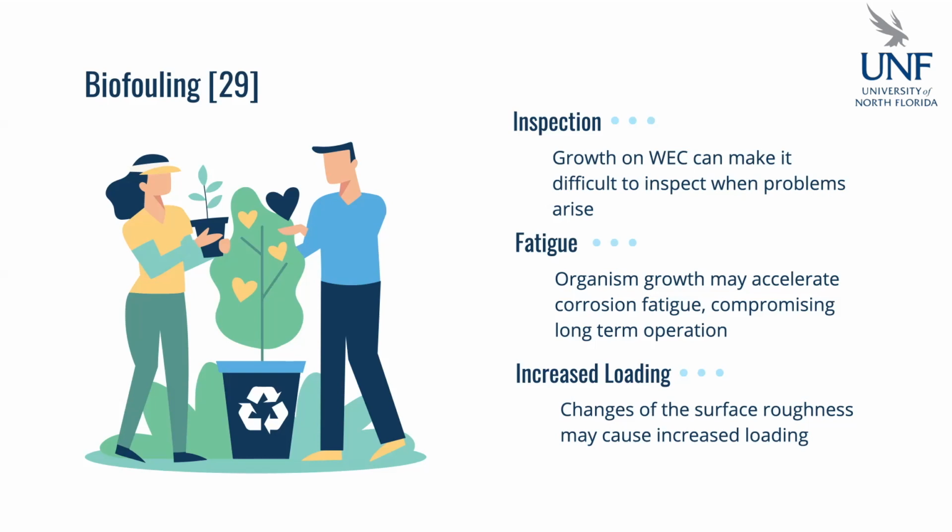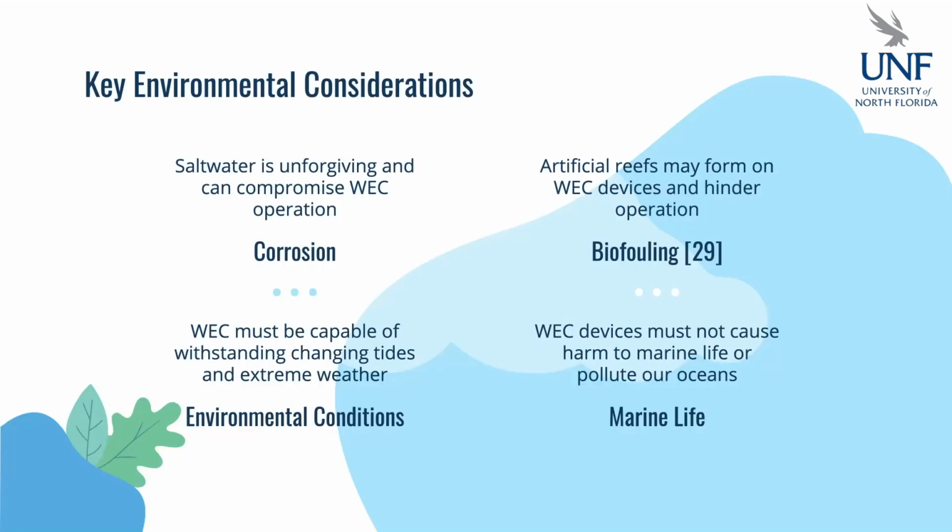And finally, increased loading. If we have a bunch of things growing on the device and we have water moving past it, the device now has an increased surface roughness. As water moves past and against the rough surface, it will produce more forces, increasing the WEC's external loading and potentially increasing the stress on the mooring system. In short, things growing on a WEC create lots of problems. Here's a quick summary of the key environmental considerations. We have corrosion, like we discussed before.